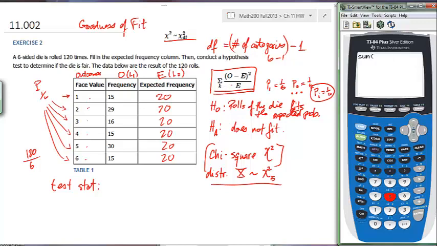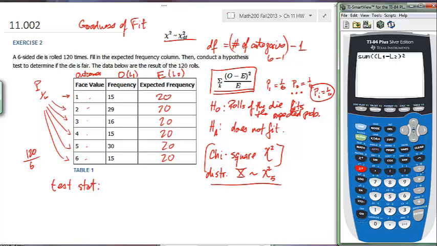So now that's the sum. We have an open parentheses. For the numerator, we need another open parentheses, and my observed values are in L1. So second function and the number 1 would give me my L1. Second function and number 2 would give me my L2. So L1 minus L2, close the parentheses, and let's square that.